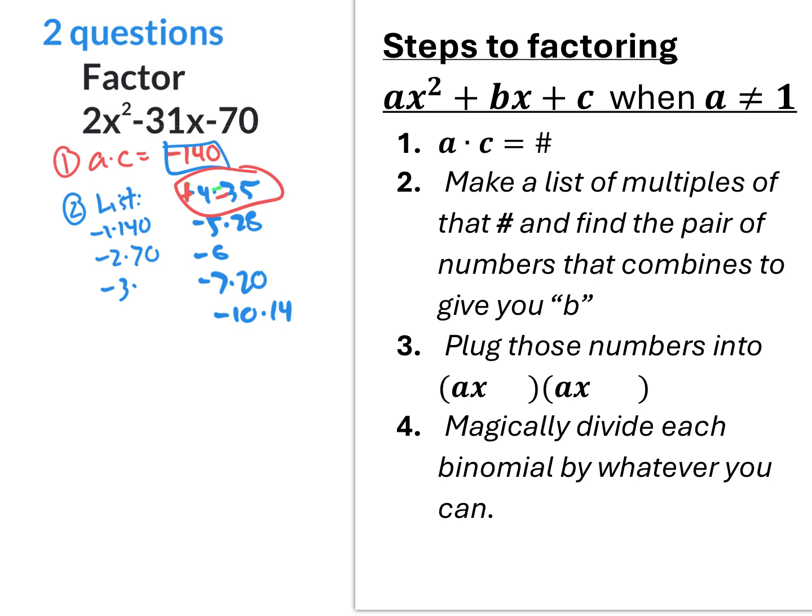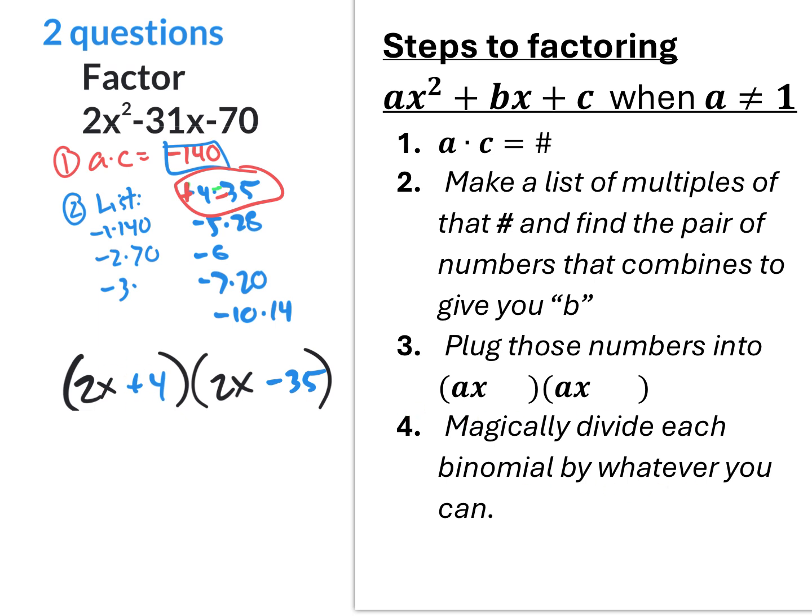Then we move on to the third part, which is setting this up with AX and AX, and we see that A is 2. So we have a 2x here and a 2x there. We take the pair of numbers, the positive 4 and the minus 35, and plug them into these blank spots. So that's positive 4 minus 35. And then you do the fourth step, magically divide each binomial by whatever you can.